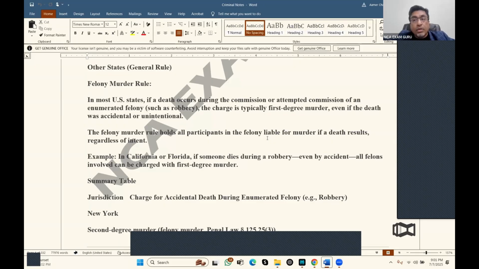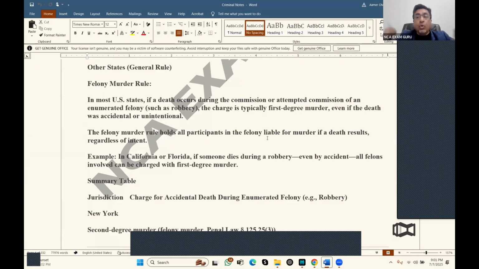What is the rule of first degree murder? In order to establish first degree murder, there should be planning and deliberation. If not planning and deliberation, then we have to look at the felony murder rule. If not, then we have to look at any specific person. If one of them cannot be established, there is no first degree murder.